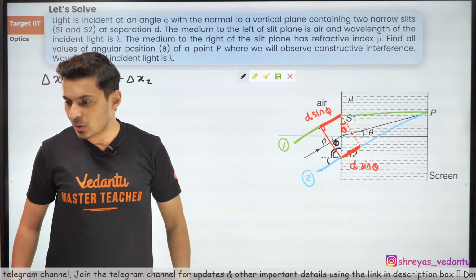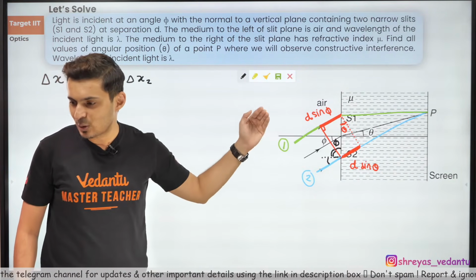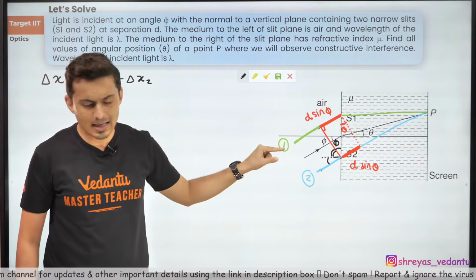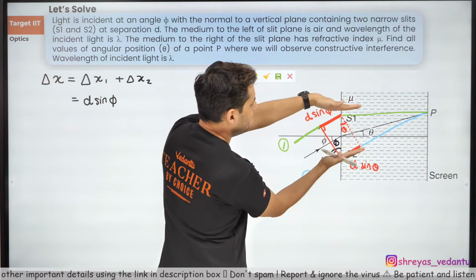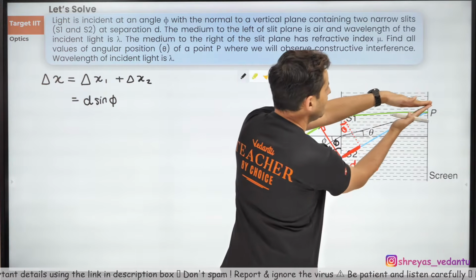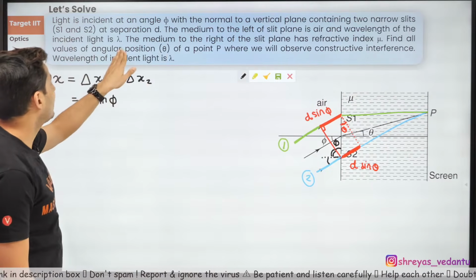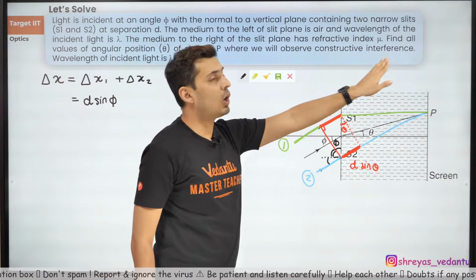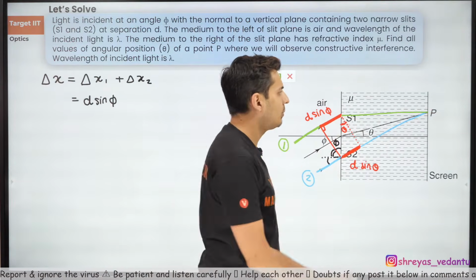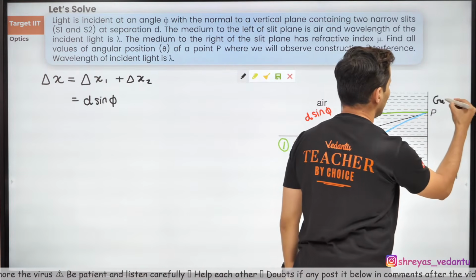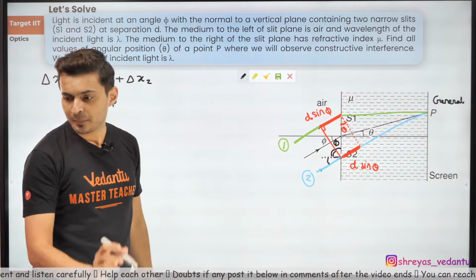Okay? So rays 1 and 2 are meeting at a point. No, it's not angle pi. These S1 and S2 are very close and they are meeting over here, somewhere over here, because they have asked to find all the positions where we will observe constructive interference. So I've just taken a general point over here. So this is some general point. That's it.